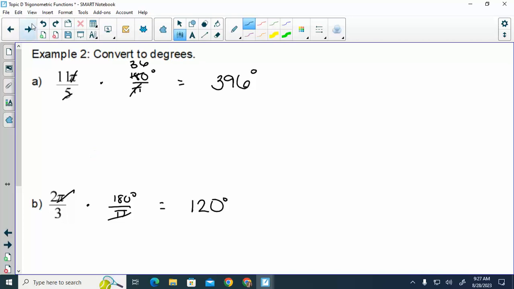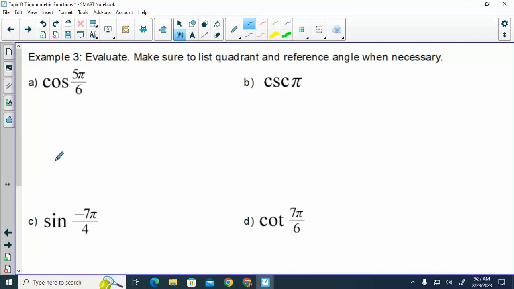Let's look at some of these. This is the type of thing that will periodically pop up, just being able to evaluate those trig functions for quadrant and reference angle. So if I said cosine of 5 pi over 6. So when I gave you those last year, I said over and over and over again, what did we write down before we did anything else? Quadrant and reference angle, every time.